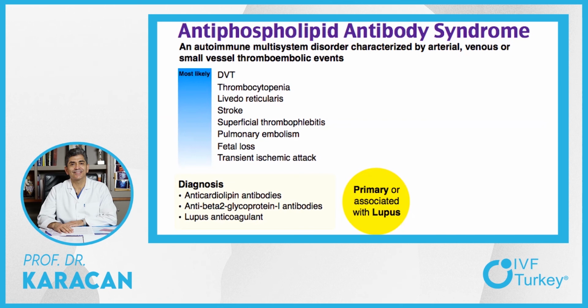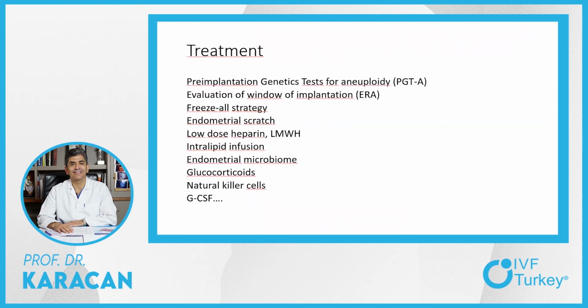So I mentioned the reasons, the etiology of RIF, but now let's talk about the treatment of it. As I told you in the first slide, neither definition nor the treatment is clearly identified or accepted worldwide. So there are many debates, obstacles in the treatment of this problem. But there are some tests recommended to perform in these couples to increase pregnancy rate. One of them, PGT, pre-implantation genetic tests for aneuploidy.